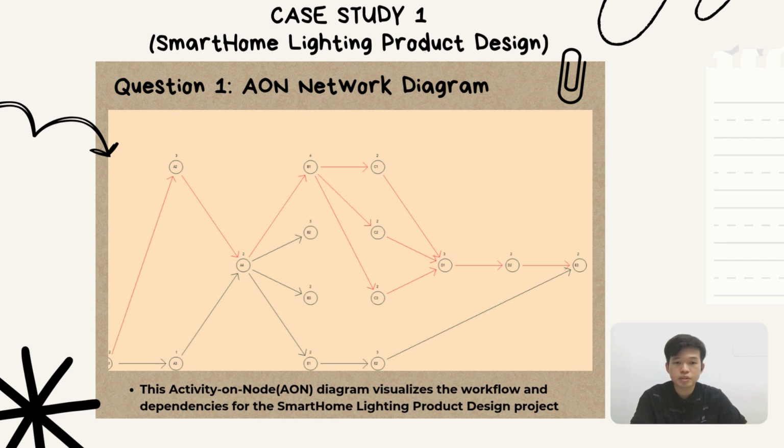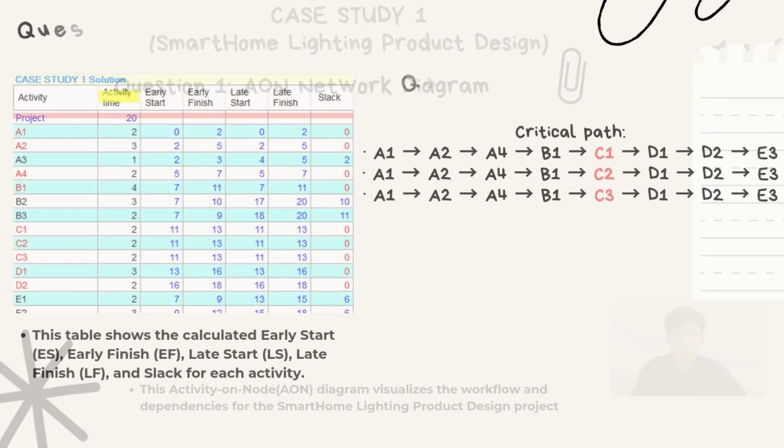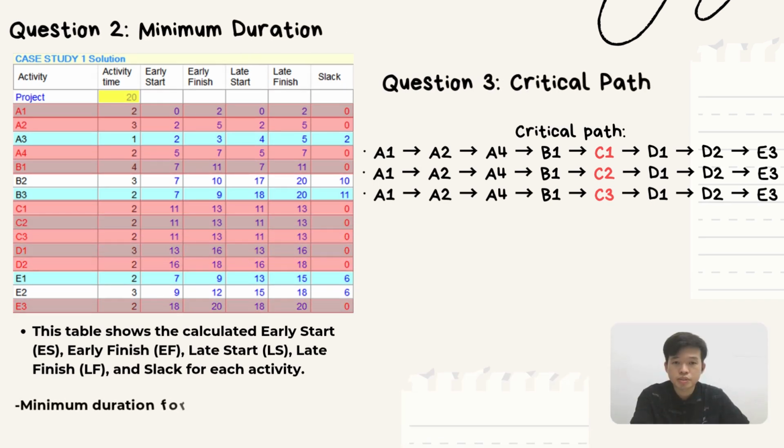The visual layout helps us quickly identify which activities are done in sequence and which can be carried out simultaneously, making it much easier to schedule and manage the projects. We use QM for Windows to generate this diagram, ensuring that all dependencies and relationships for the case study are accurately represented.